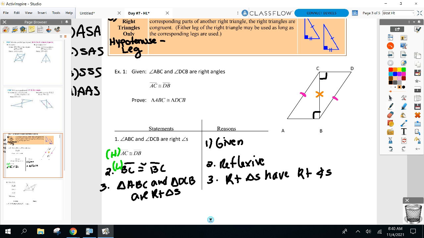Grace? What would your reasoning be if you didn't have a reflexive? So if you were like, I probably couldn't prove the triangles congruent, because I would only have the sides and that's it. Okay, right? That's all. I have angle, side, nothing. So that wouldn't be possible. And then finally, now that I have right triangles, I could say triangle ABC congruent to triangle DCB by my new method, hypotenuse, leg, HL.